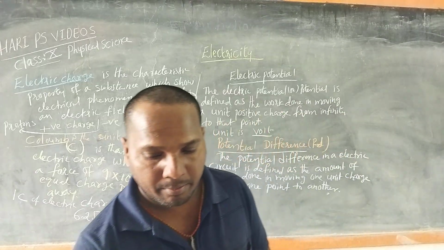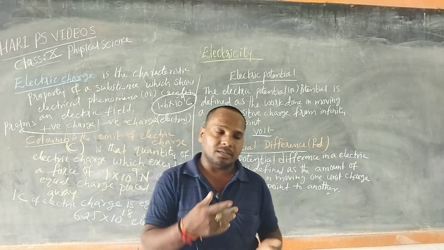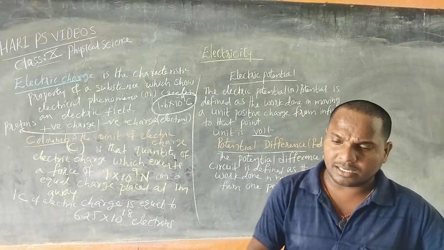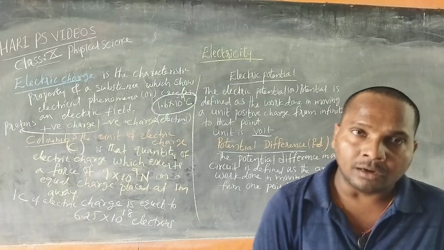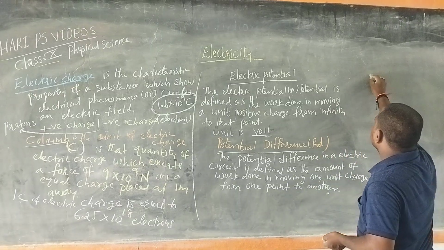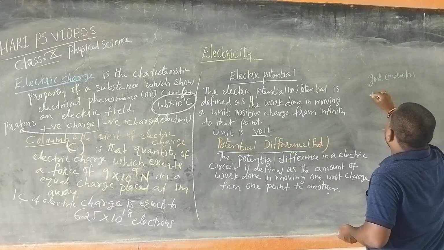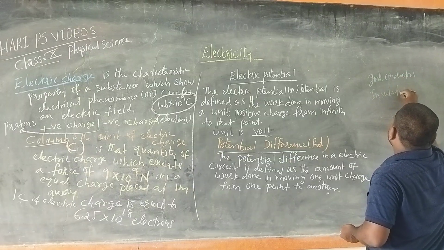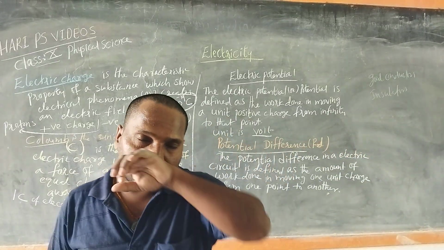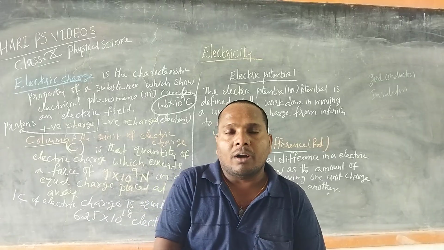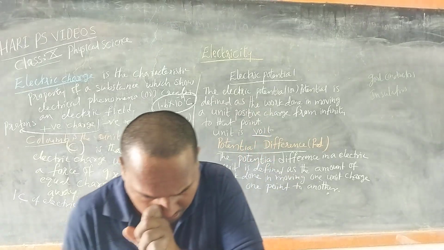Based on the free electrons, materials are classified into two types: good conductors and insulators. In an electric circuit, electric current is caused by the flow of electrons, nothing but a flow of electrons.